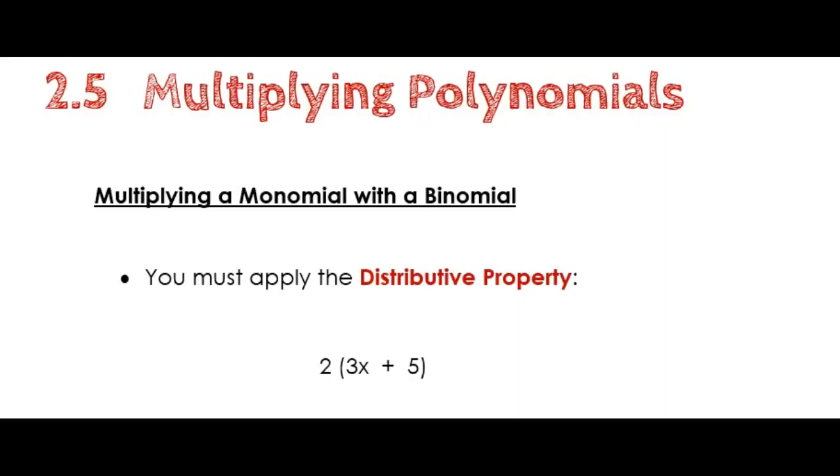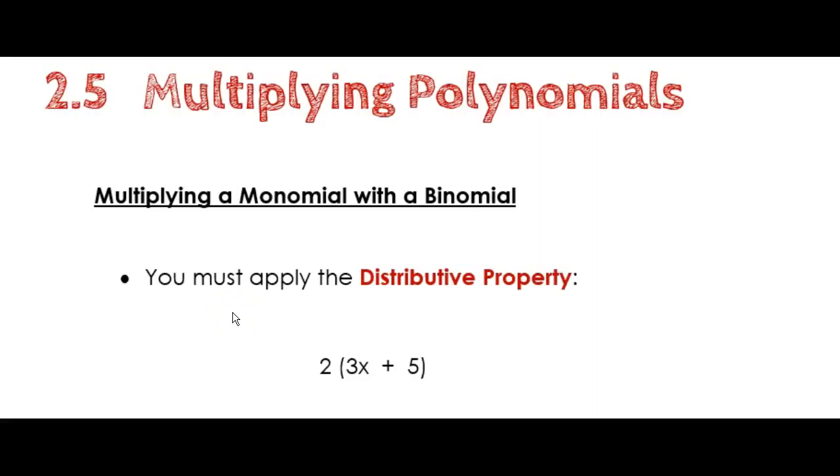So this is the second of two videos on multiplying polynomials. In this section, we'll be examining how to multiply a monomial with a binomial. So you remember, a monomial is a polynomial with one term. A binomial is a polynomial with two terms that cannot be combined.